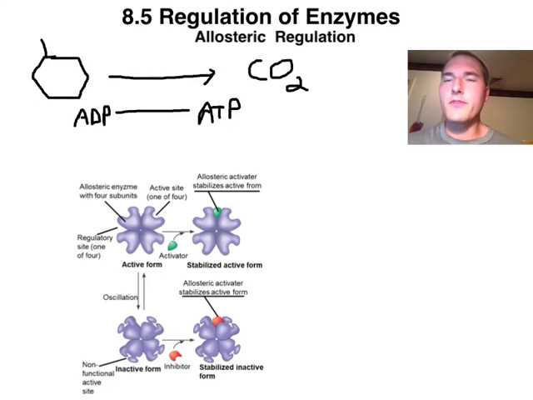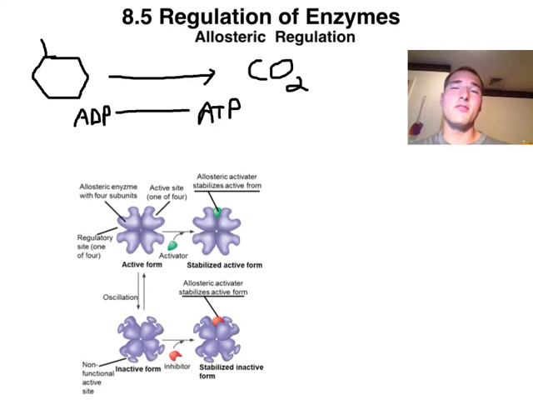Hey gang, we've got section 8.5 here talking about regulating enzymes, specifically allosteric regulation. But the first concept here is that in a cell, you can't have all of your enzymes all working all of the time. And a cell would have options on how to control when certain reactions are happening and when they aren't.